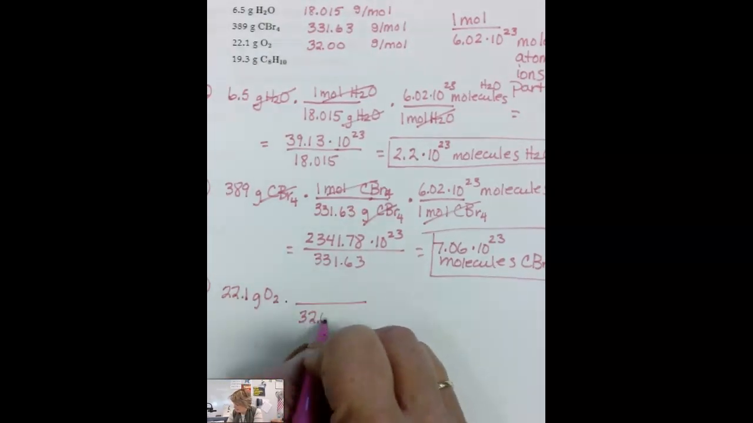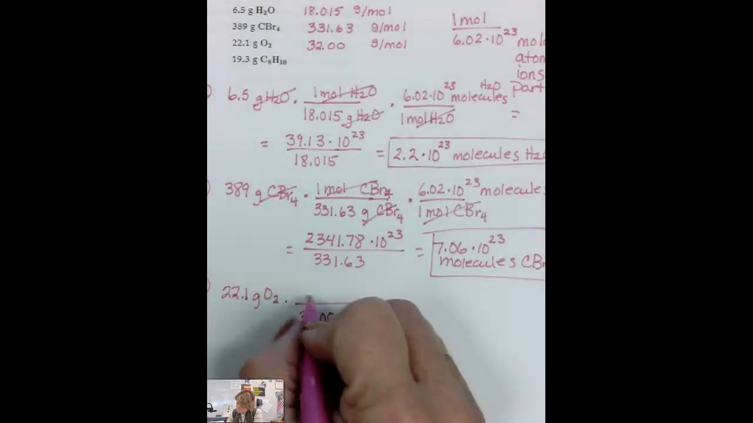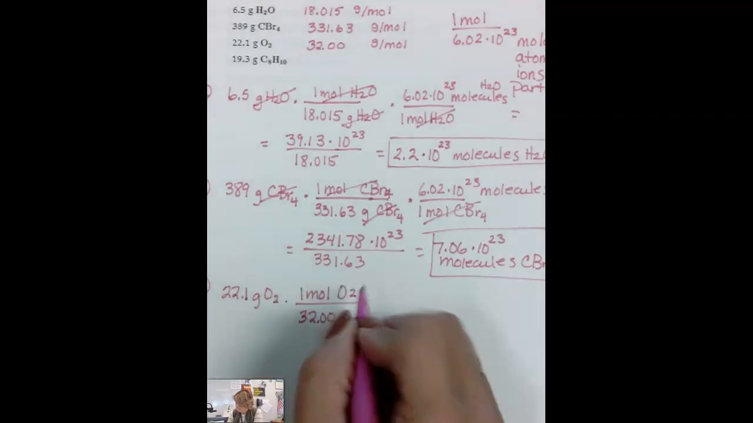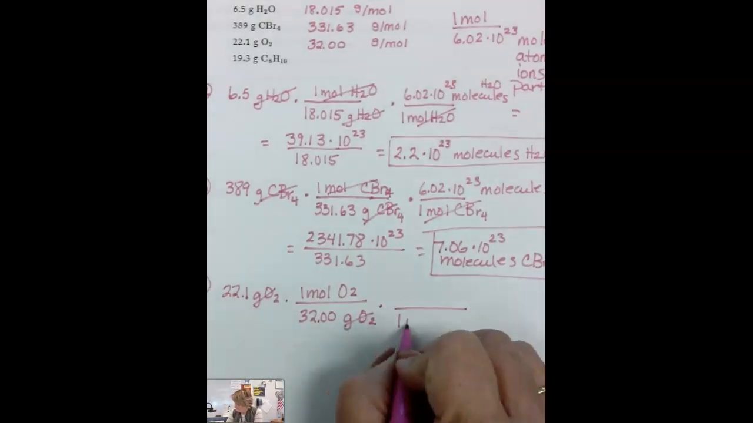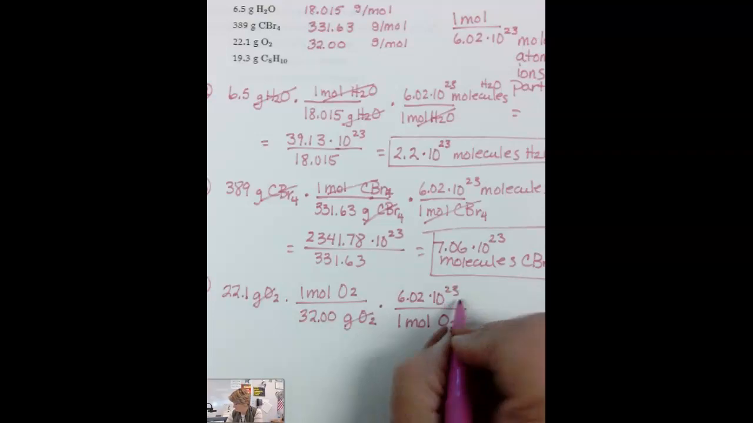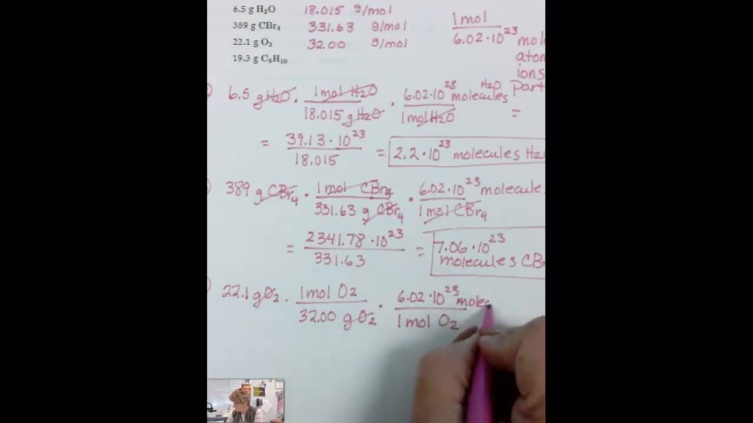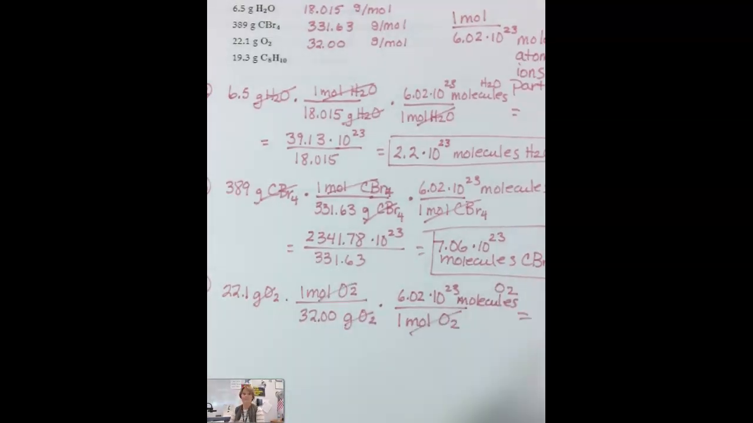Oxygen has 32.00, because I have 2 of them, for 1 mole. And now I've got it to moles, I can go to my molecules. Okay, so there's my setup. Again, the rest of it is just calculations again. So I'm just going to go ahead and put the whole thing in this time. Oops. Missed a decimal.